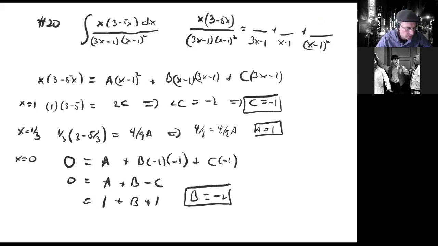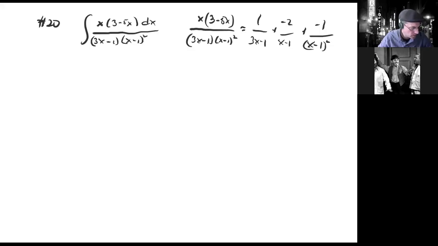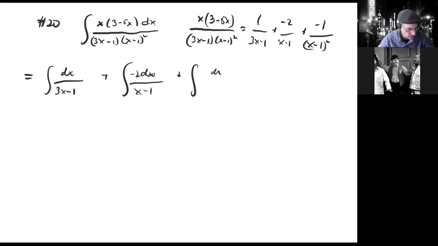So A was 1, B is -2, and C is -1. And I'm going to erase the rest. Okay, so the integral that we're trying to compute is going to be the integral of dx over 3x minus 1 plus the integral of -2 dx over x minus 1 plus the integral of minus dx over x minus 1 squared.